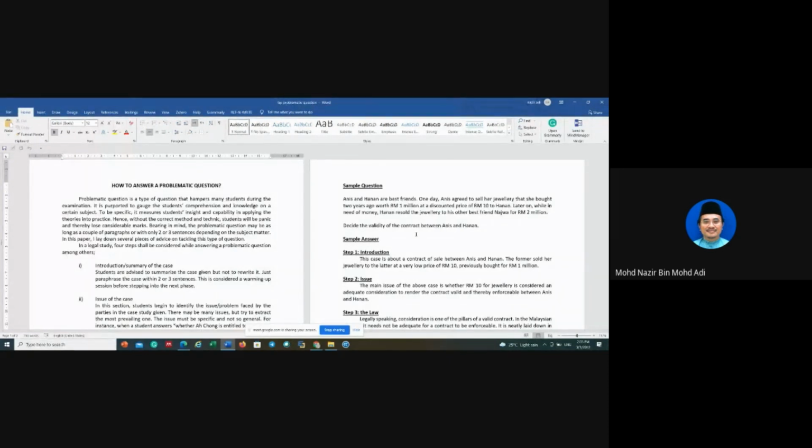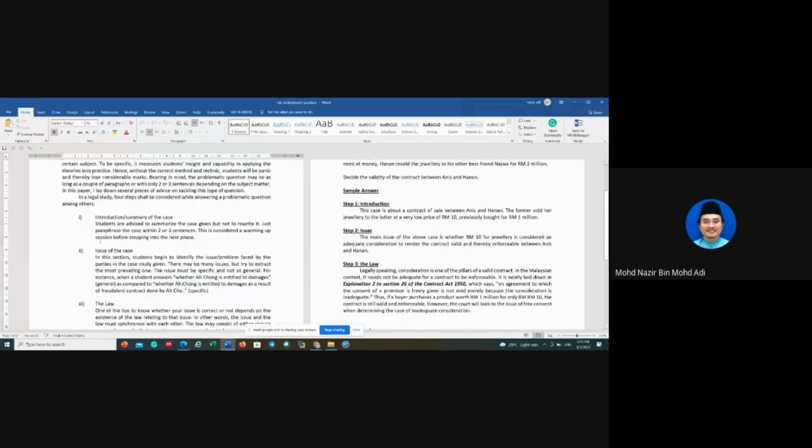Okay. So when you come across this type of question, what you have to do is follow some steps to answer the problematic question. You cannot just answer the question directly. The problem is that some students lose their marks because they fail to adhere to the steps, right?